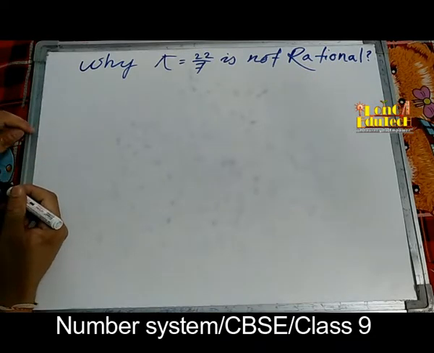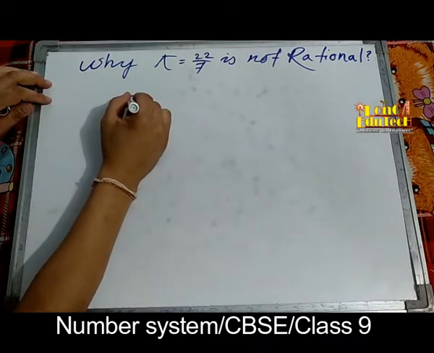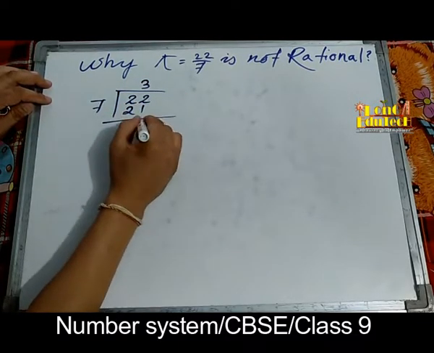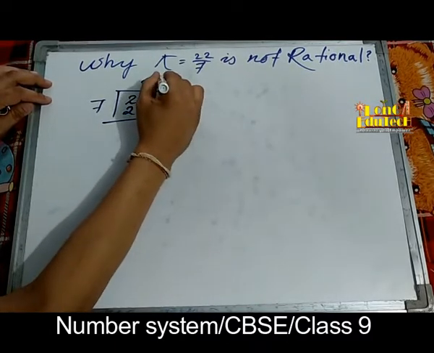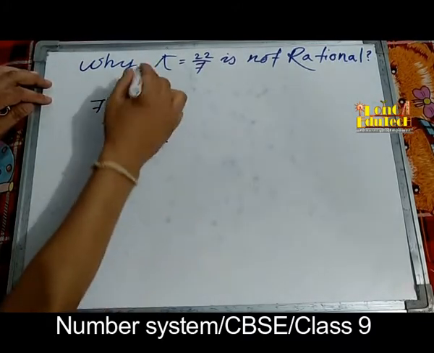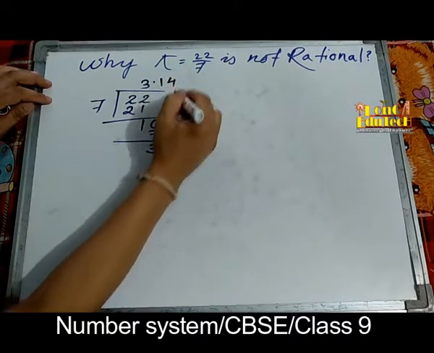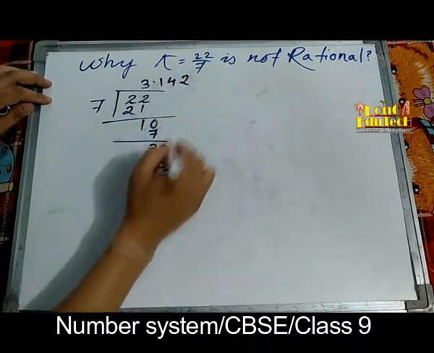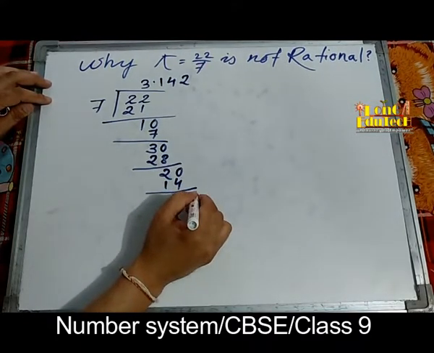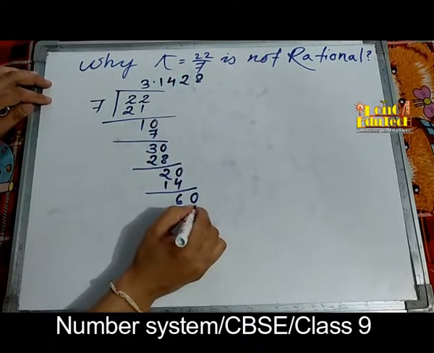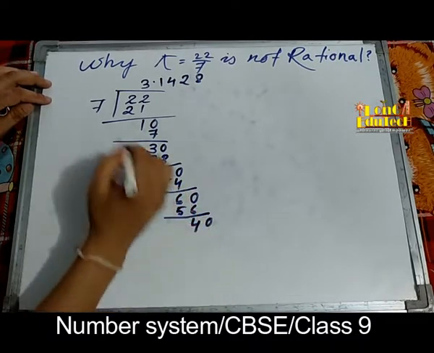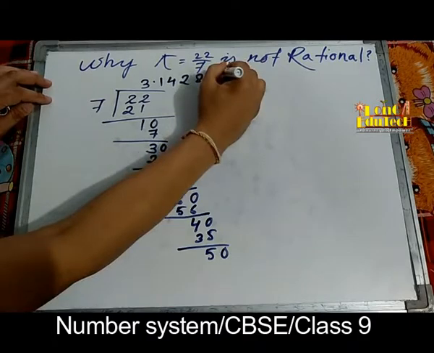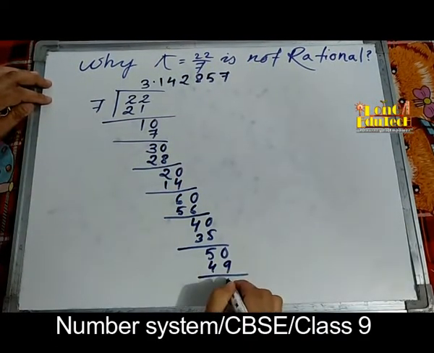Why is pi equal to 22 by 7 not a rational number? For this we have to do the division. We'll divide 22 by 7. 7 ones are 7, 7 threes are 21, remainder 1. Put the decimal point, bring down 0: 7 fours are 28, remainder 2. 7 twos are 14, remainder 6. 7 eights are 56, remainder 4. 7 fives are 35, remainder 5. 7 sevens are 49, and the remainder is 1 again.